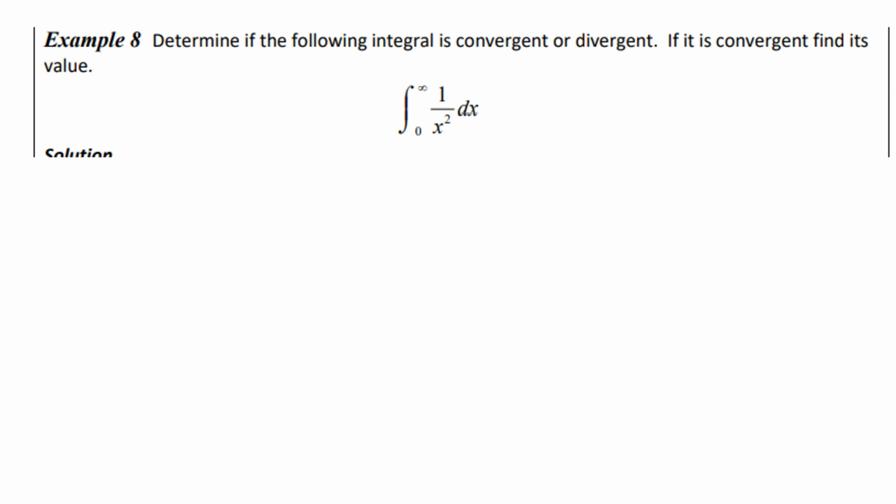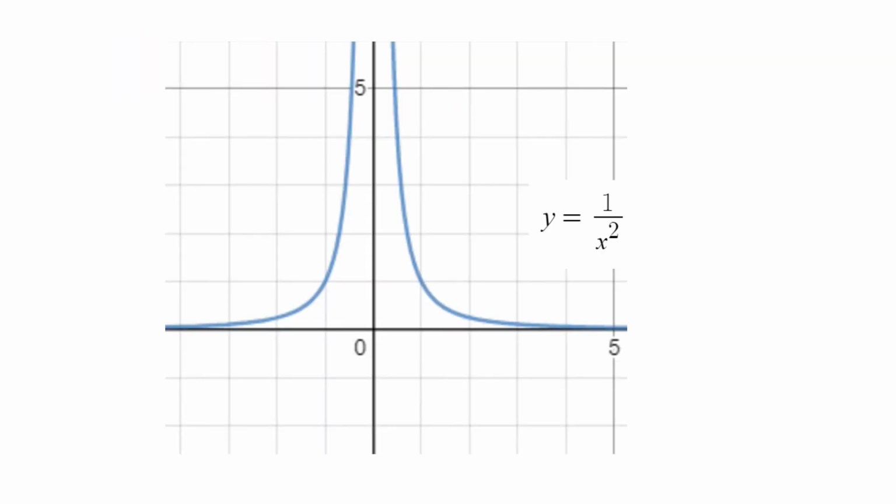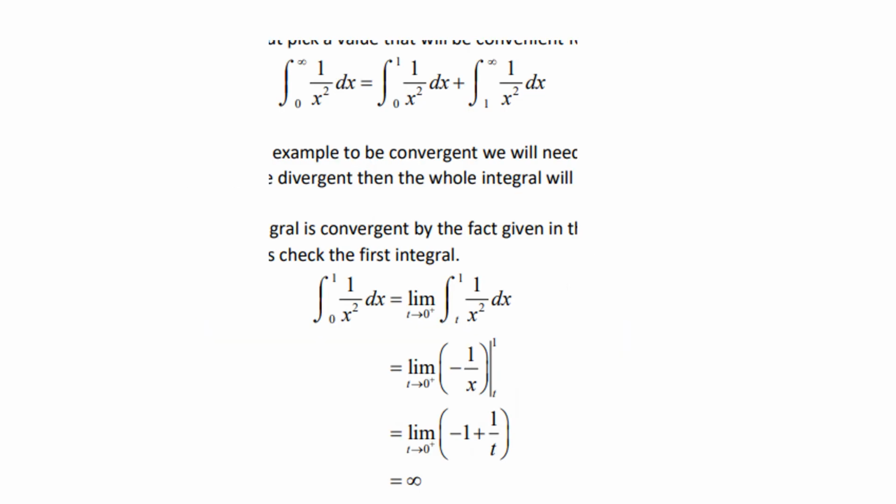Another problem. Determine if the following integral is convergent or divergent, and if it's convergent, find its value. So the integral from 0 to infinity of 1 over x squared dx. And again, we're going to look at the graph briefly, and we see what's happening. And so we're going to break this into two pieces. We're going to go from 0 to 1 and from 1 to infinity.